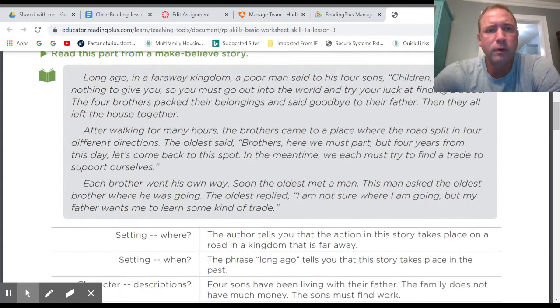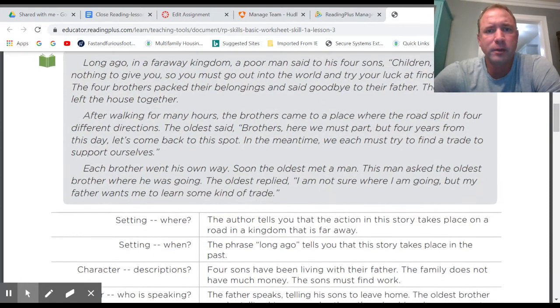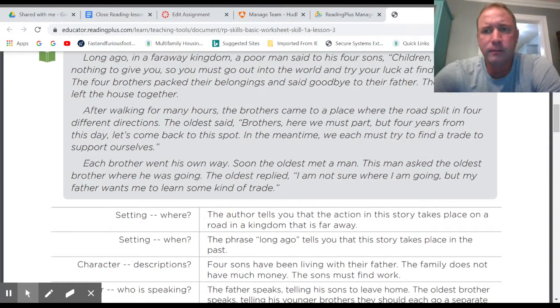Long ago, in a faraway kingdom, a poor man said to his 4 sons, "Children, I have nothing to give you, so you must go out into the world and try your luck at finding a trade." The 4 brothers packed their belongings and said goodbye to their father. Then they all left the house together.